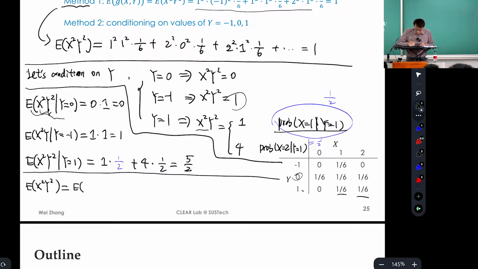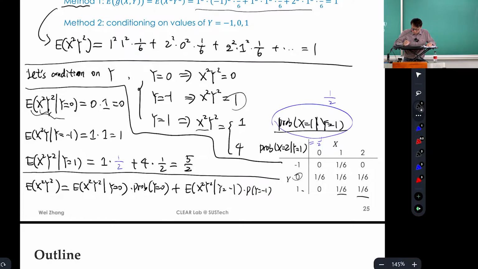expectation of x squared, y squared, given y equal to 0, times probability y equal to 0, plus expectation of x squared, y squared, given y equal to -1. Let's use the second case, is -1, right? Times probability of y equal to -1, plus expectation x squared, y squared, given y equal to 1, times the probability y equal to 1.